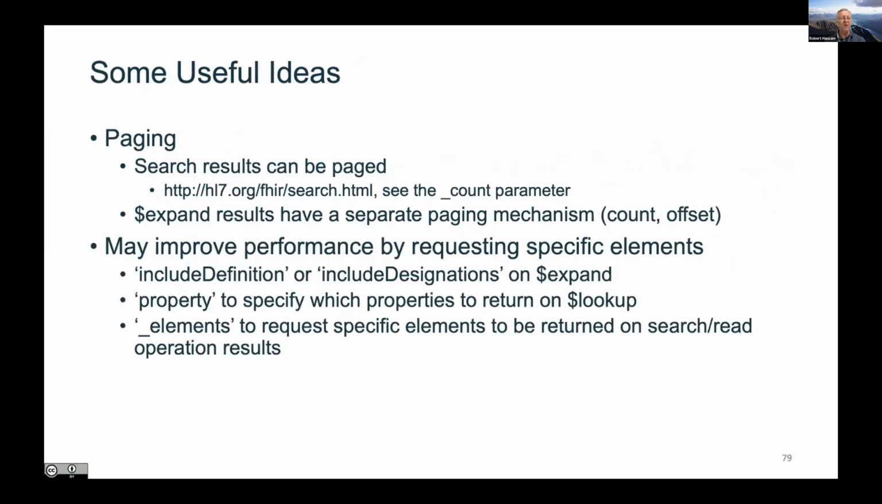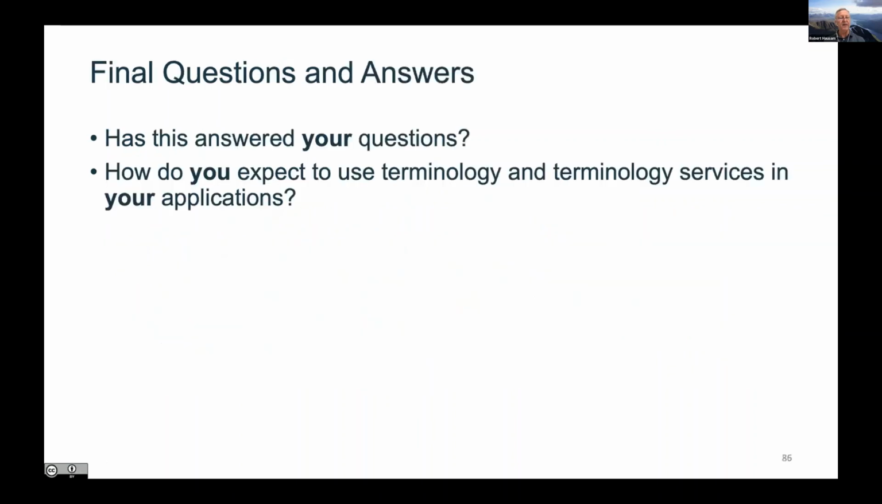All right, so this is a slide with a couple of useful ideas. Search results can be paged, and that can help in terms of performance and all of that. And you can also do the same thing by only requesting specific elements to return, particularly in a server that gives you this big list of things. Like Graham said, you might want to be more specific and parsimonious about what you return, and you can do that if you need to.